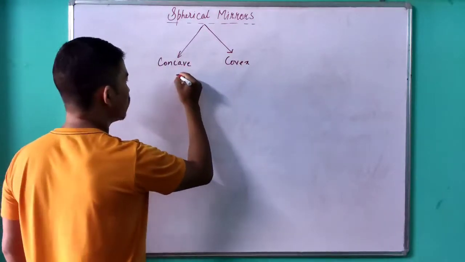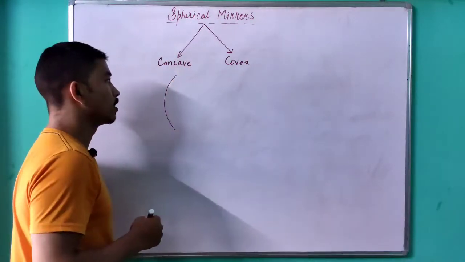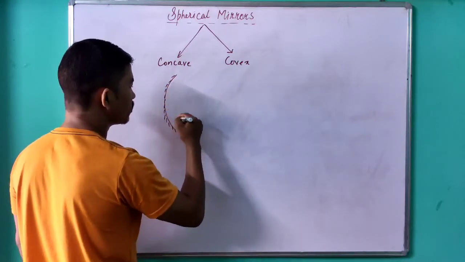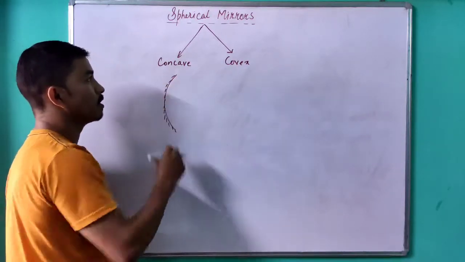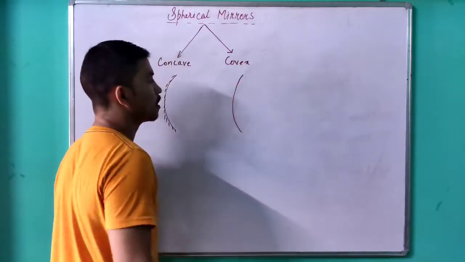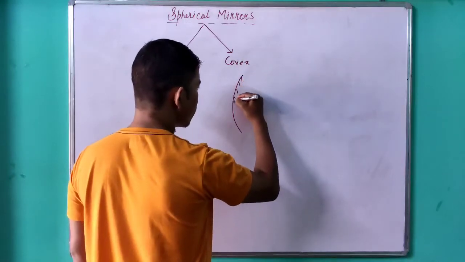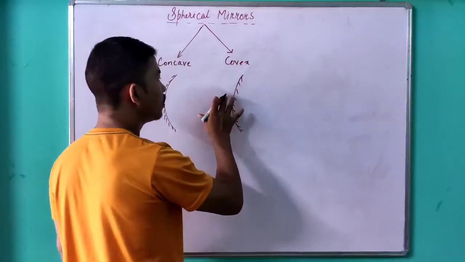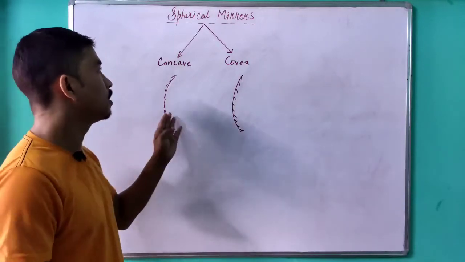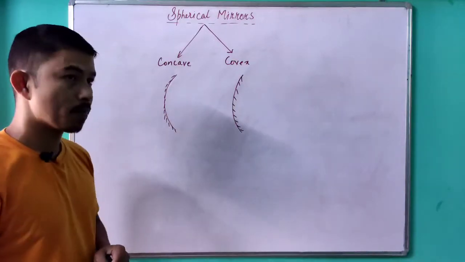What is a concave mirror? Take a part of a hollow sphere. If the outer part is painted and the hollow part is the reflecting one, then it is known as a concave mirror. And what is a convex mirror? In a convex spherical mirror, the hollow part is painted, whereas the bulged surface is the reflecting surface. That is the basic difference between a concave and a convex mirror.